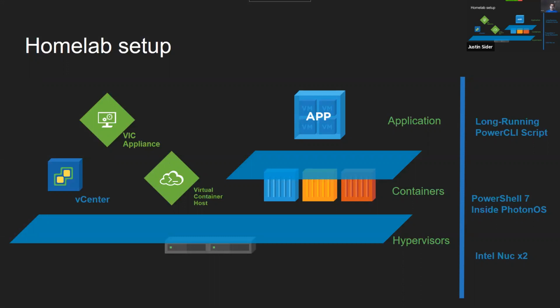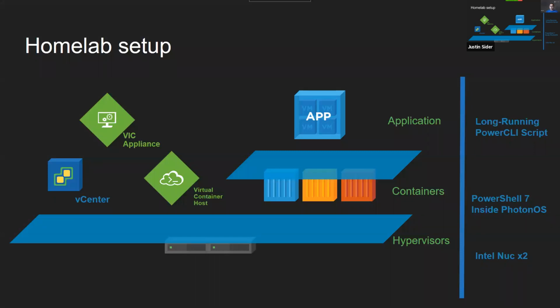So if you look over to the right, pretty basic, I have my Intel NUCs. On top of that, we're running PowerShell inside of Photon OS. So one of the beautiful things about VIC, if you're not very familiar with it, is it's really just a VMware interface to deploy containers and applications.